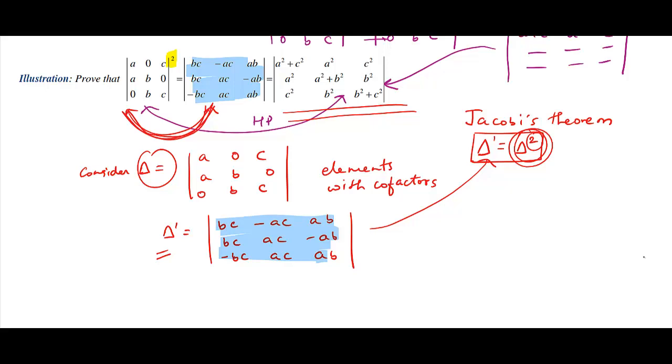So this is again a decent problem based on the notion of multiplication of determinants and Jacobi's theorem. Whenever I look at the square, I think in two directions. One direction is maybe we can go for direct multiplication. Another direction is maybe we can think of Jacobi's theorem.